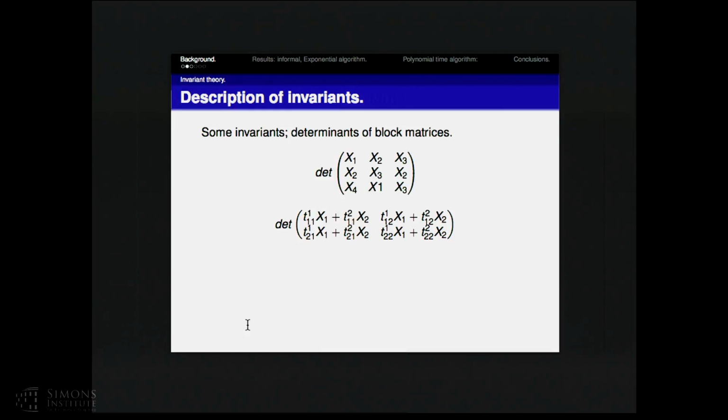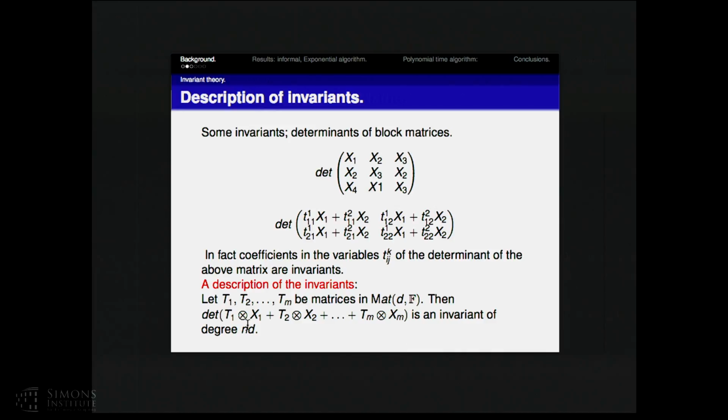Furthermore, determinants of this type also remain invariant. In fact, the coefficients of the Tijk that I have written down, each individual coefficient, is actually invariant. And this is a total description of the invariants. You can take matrices T1, T2, ..., Tm in your base field and look at the determinant of T1 Kronecker product x1 plus T2 Kronecker product x2 and so on. This is an invariant of degree n times d. Over infinite fields, one can show that these are all the invariants. All invariant functions are really specializations of determinants.